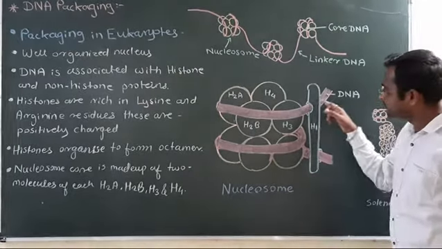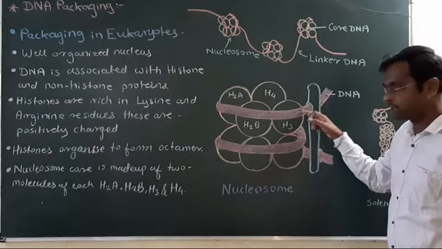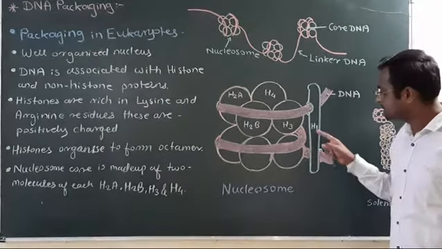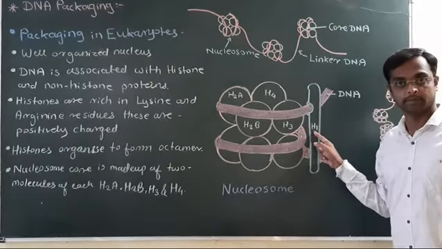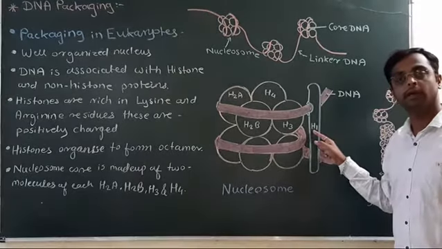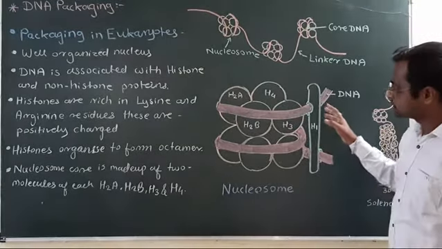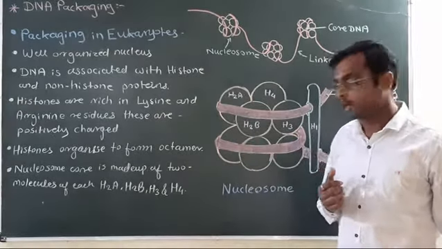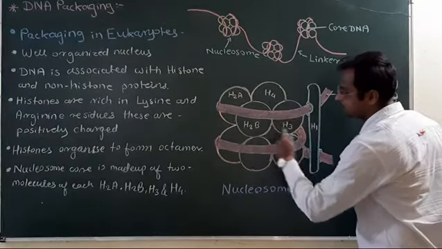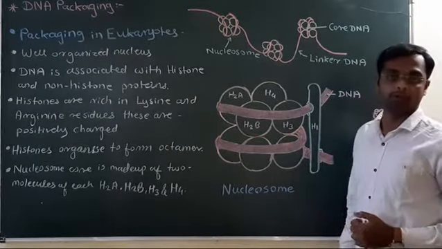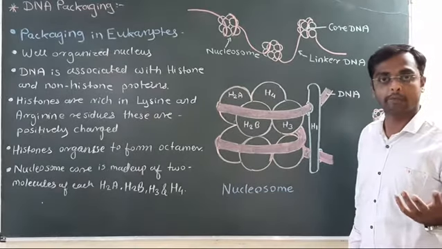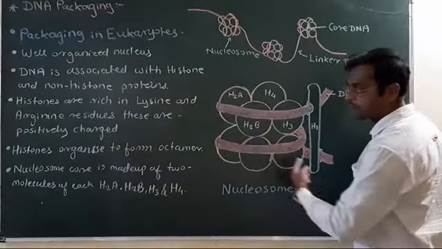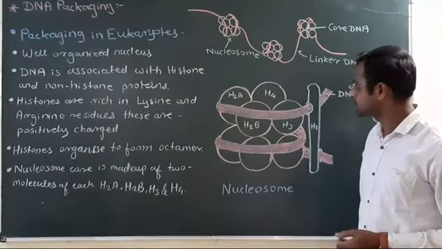And at the entry point of the DNA, where the DNA enters or starts the wrapping, or where the DNA leaves the nucleosome, there is the presence of H1 histone protein. It is a single molecule of H1 histone protein. Now, this total nucleosome contains DNA having 200 base pairs, and 146 base pairs are wrapped around the nucleosome. Total number of base pairs is approximately 200 in the nucleosome, but the wrapped DNA contains approximately 146 base pairs.